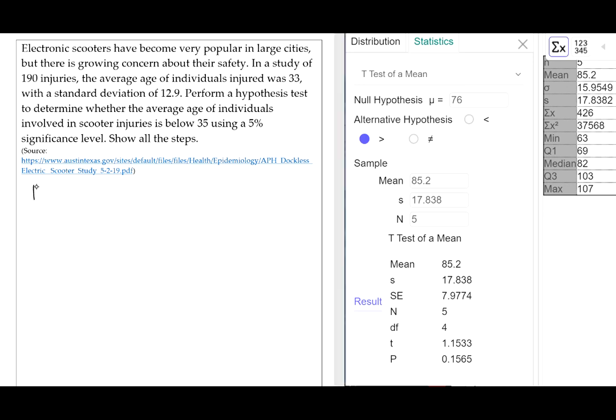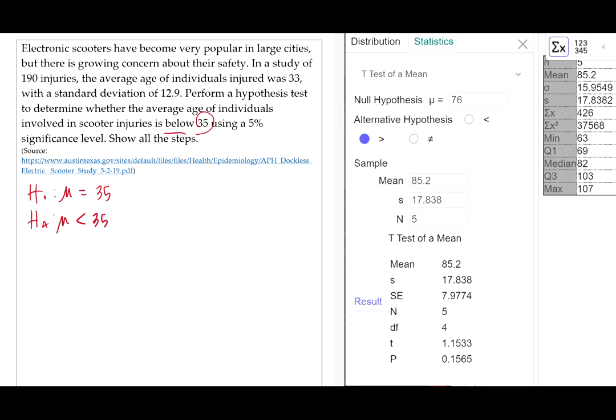All right, so let's first write our hypotheses. We will have a null hypothesis and an alternative hypothesis. And again, our parameter is mu. The null hypothesis is that mu is equal to this claimed value of 35. And the alternative hypothesis is that it is below, so that mu is less than 35.